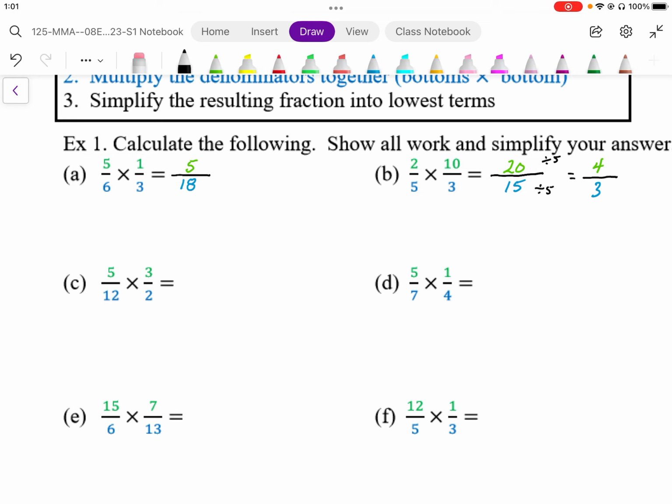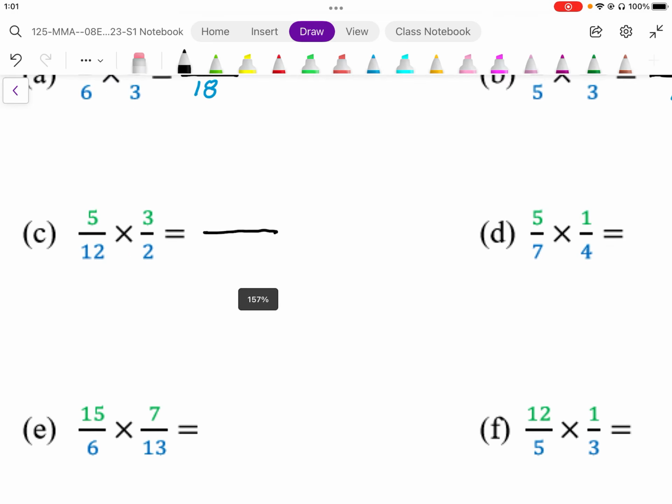So again, we set up the rest the same. We're going to keep the numerator and denominator separate. So 5 times 3, that's going to give us 15 in the numerator. And then 12 times 2 gives us 24 in the denominator.